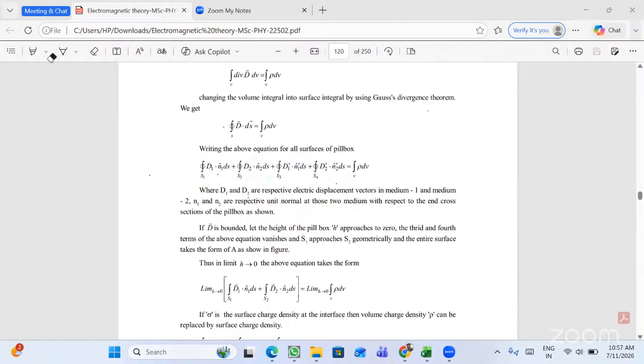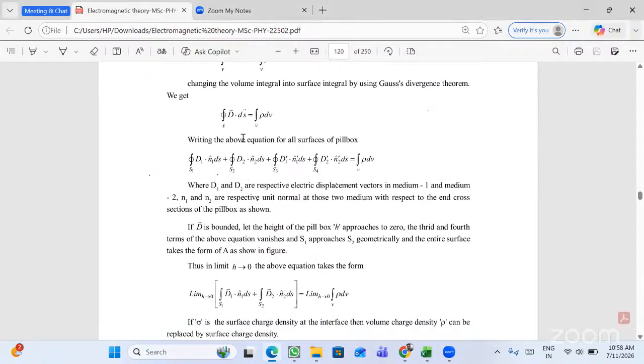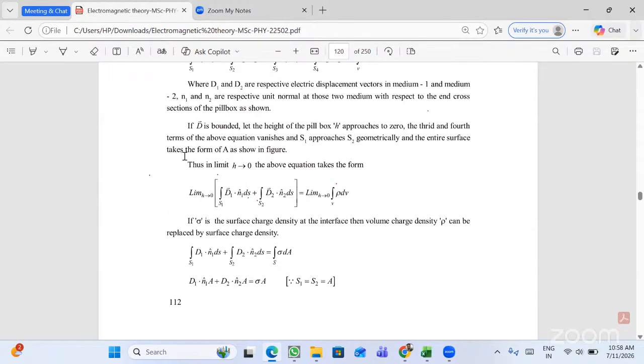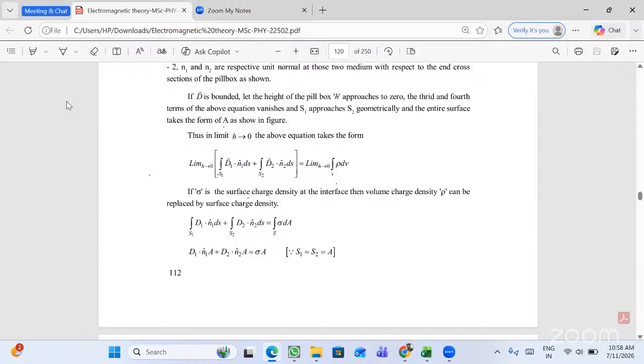So that means its value is going to be tending towards 0. As it is tending towards 0, you see we have written this limit here, the limit h tending towards 0. That is nothing but the height of the pillbox which we have.